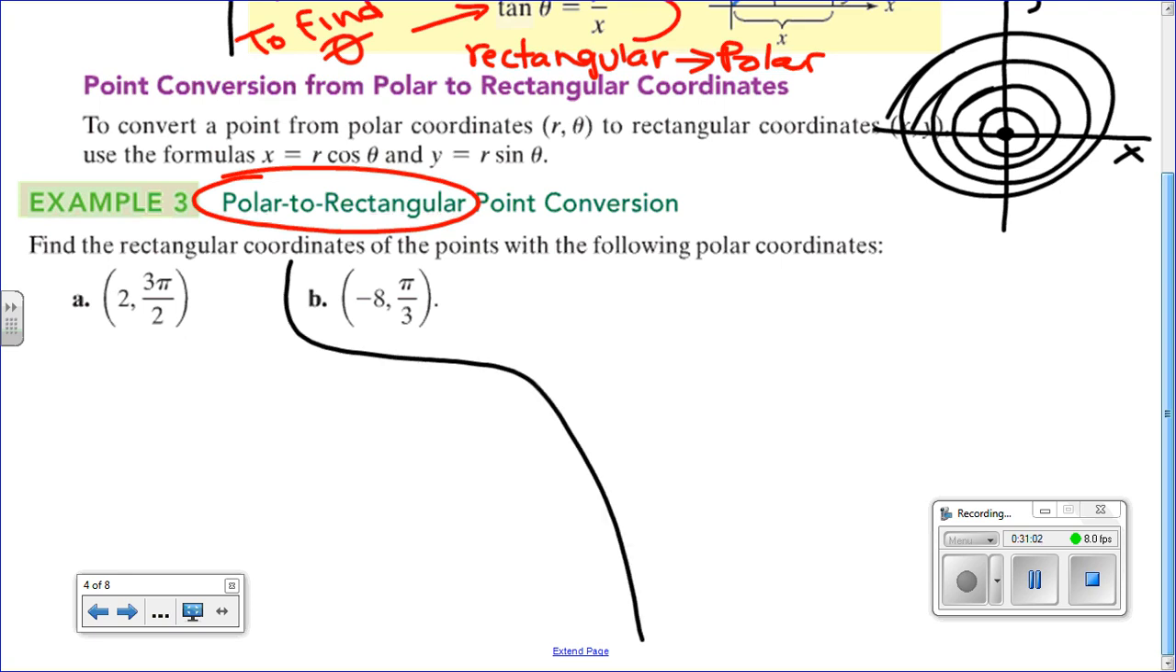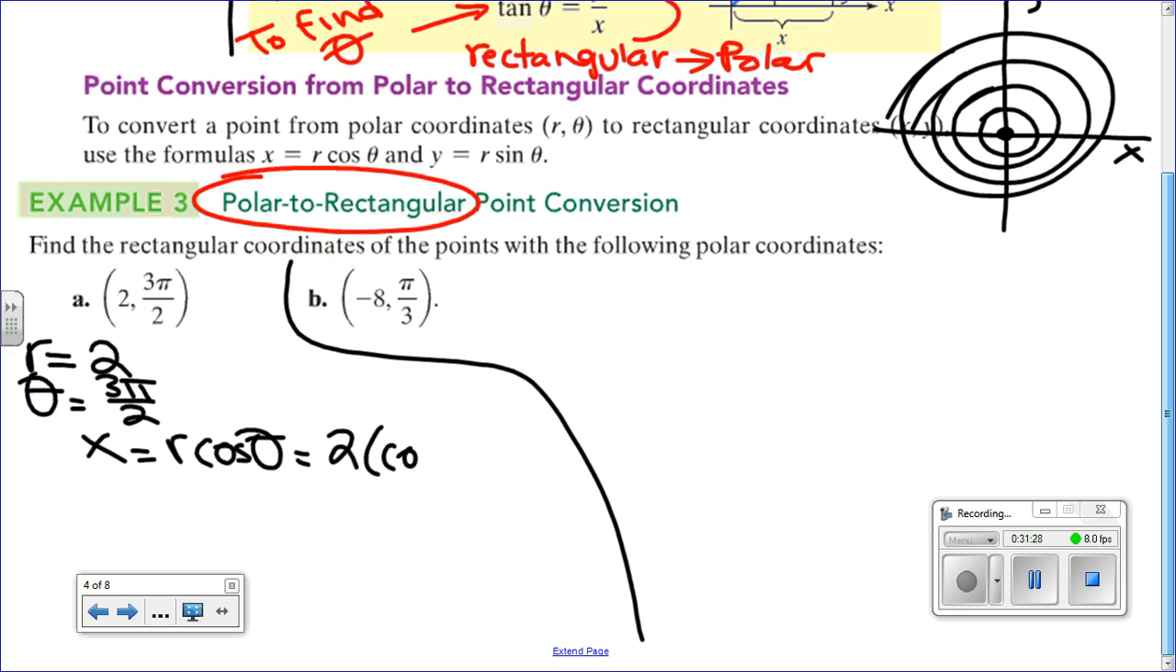Okay, so here we have that r is equal to 2, and then theta is equal to 3 pi over 2. So what is the first formula I need? Formula number 1 from that table. x equals r cosine theta. So that's going to be 2 times the cosine of the angle 3 pi over 2.